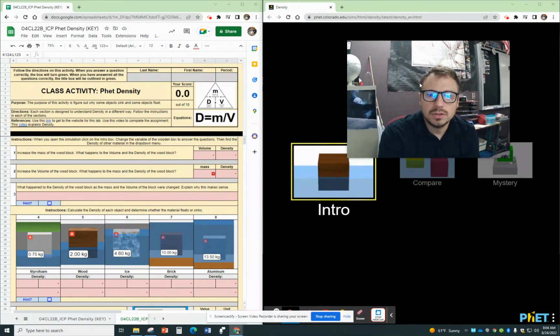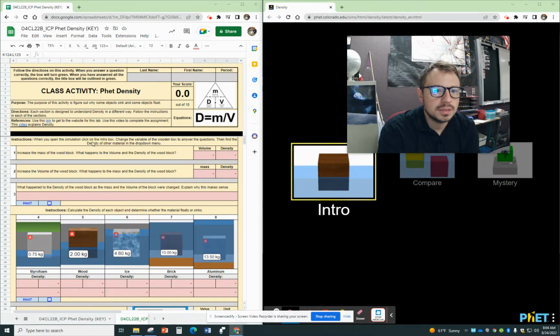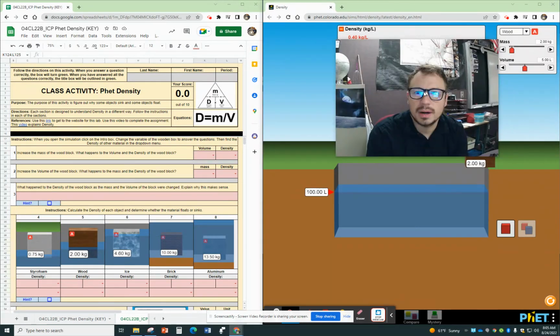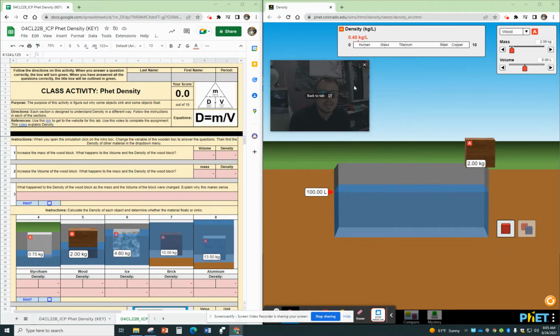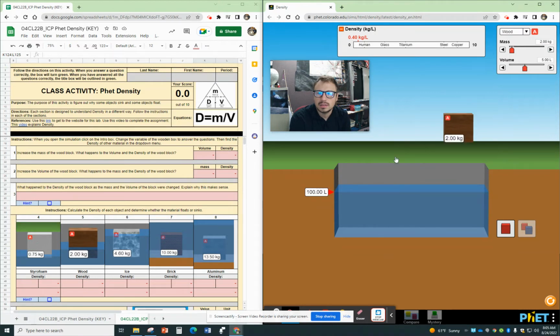All right, the first thing you do is, when you open the simulation, click on that Intro box. I'll go ahead and shrink my screen so we can see that. Now we're just going to mess around with this wooden block here. You can see you can move it around, but you can't move it past that.